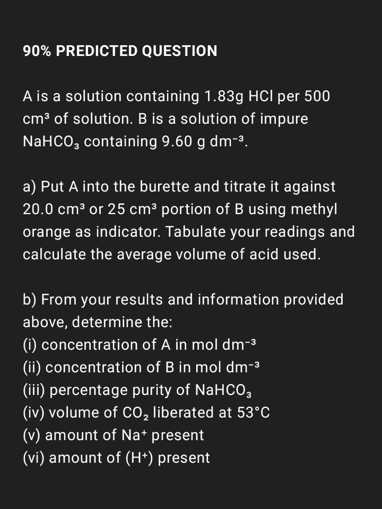B. From your results and information provided above, determine the: 1. Concentration of A in mole per dm³. 2. Concentration of B in mole per dm³. 3. Percentage purity of NaHCO3. 4. Volume of CO2 liberated at 53 degrees Celsius. 5. Amount of Na ion present. 6. Amount of hydrogen ion present.